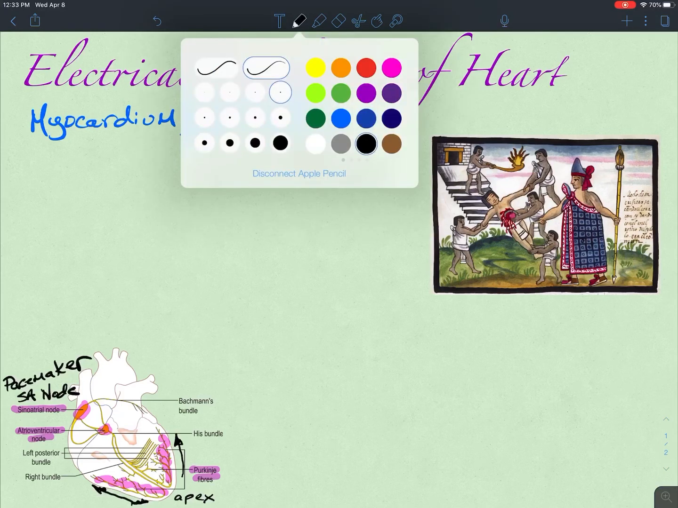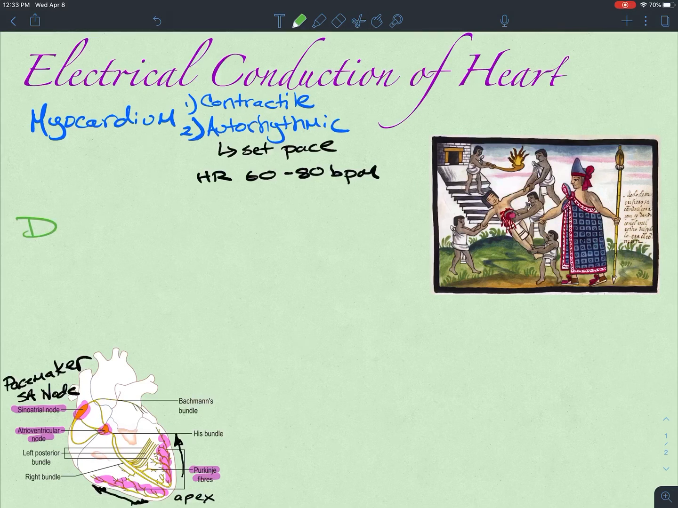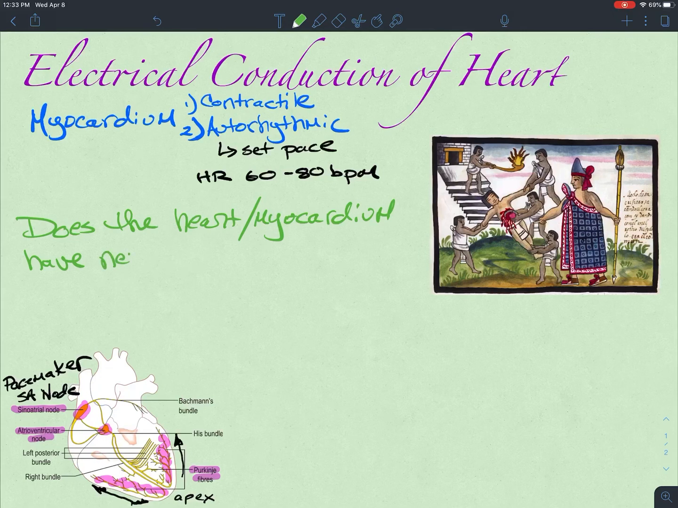So the question I have for you is, does the heart, or specifically the myocardium, have nervous stimulation? That is to say, like skeletal muscle has a somatic motor neuron going to it, are there nerves innervating the heart? And the answer to that is absolutely.